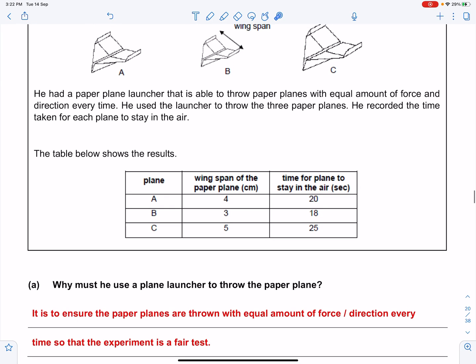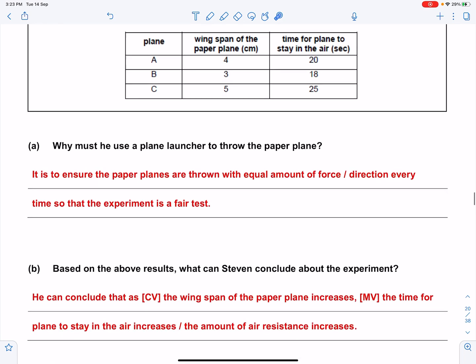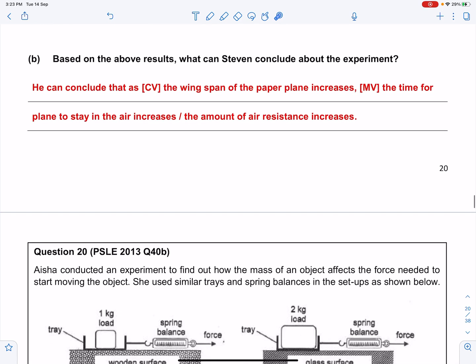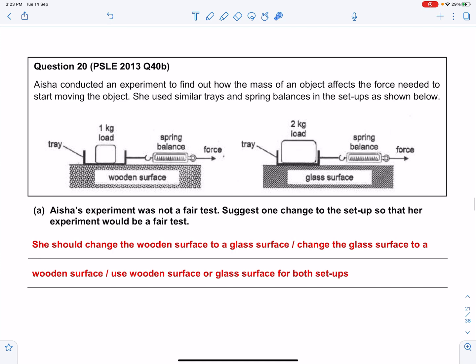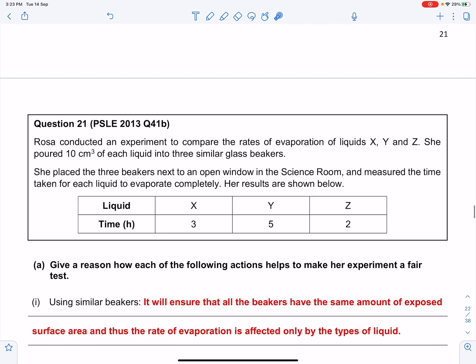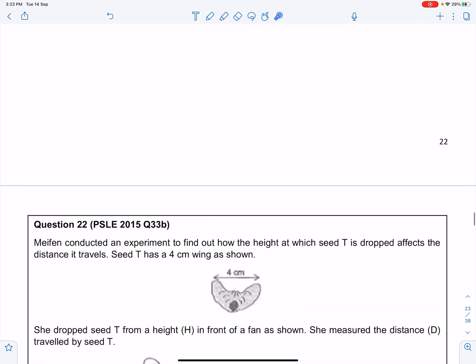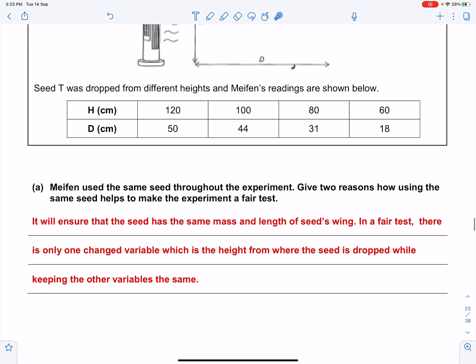Alright? So these are all other questions on fair tests. Please take a look, attempt it yourself, and then do corrections if you must. Alright? Okay? More questions?